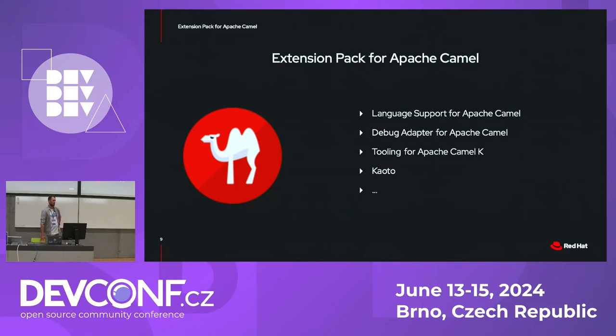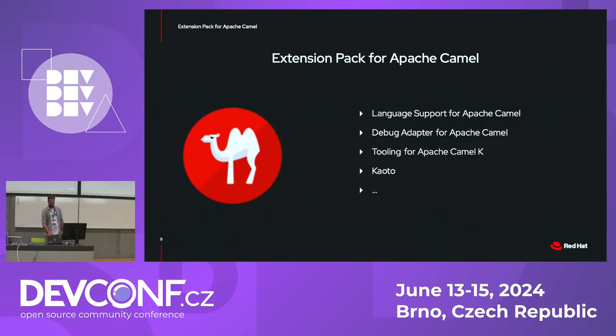So all of these are also part of the extension pack to ensure that the whole lifecycle and all possibly needed features will be available in one place by one click, because you can choose to install the pack by one click and everything will be added, or you can just install a subset or only one or two extensions, but then it basically relies on you whether you will miss something or not. So by this we are trying to ensure that everything will be in place and bootstrap the developer experience from the beginning. So these four, the language support, debug adapter, tooling for Camel K and Kaoto, are the crucial ones and mainly connected to the Camel framework itself.